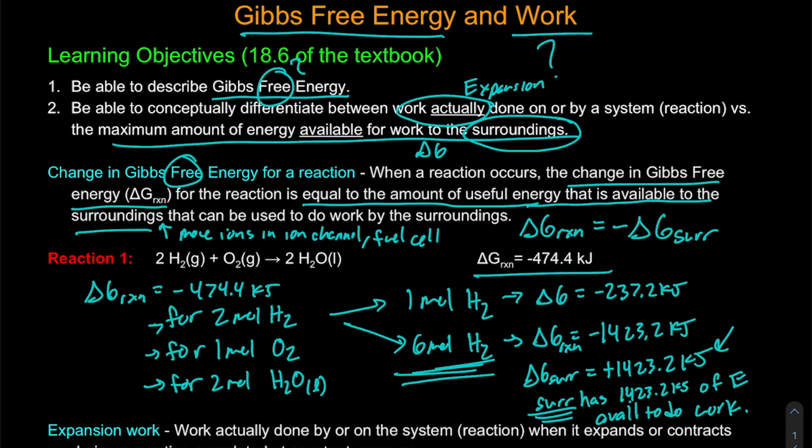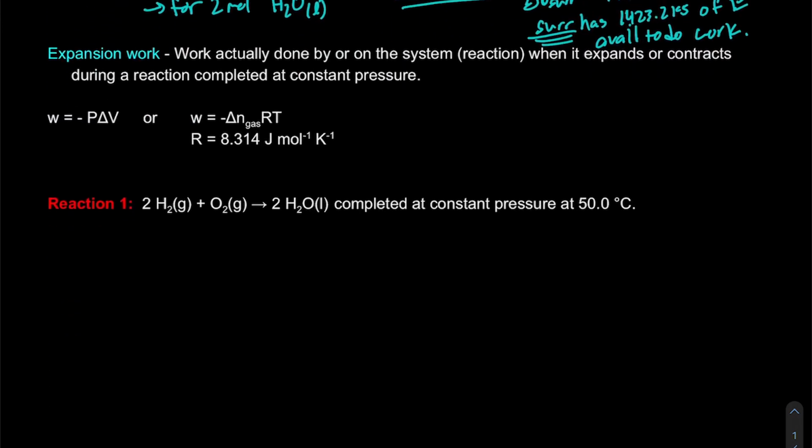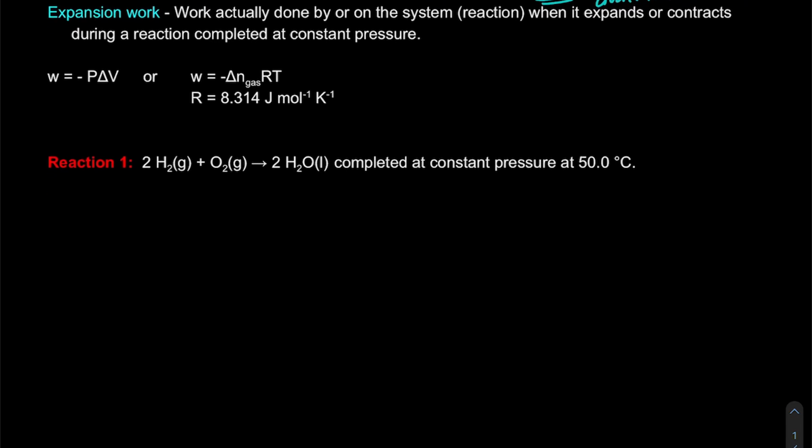Now that's looking at the surroundings using the energy to do some amount of work. Let's contrast that by looking at expansion work for a reaction. The expansion work is the work actually done by the system, the reaction, when it expands or contracts, or when something's doing work on it, looking at constant pressure. Depending on whether our reaction expands or contracts, it's going to either lose energy in the form of work or gain energy in the form of work by the surroundings on it.